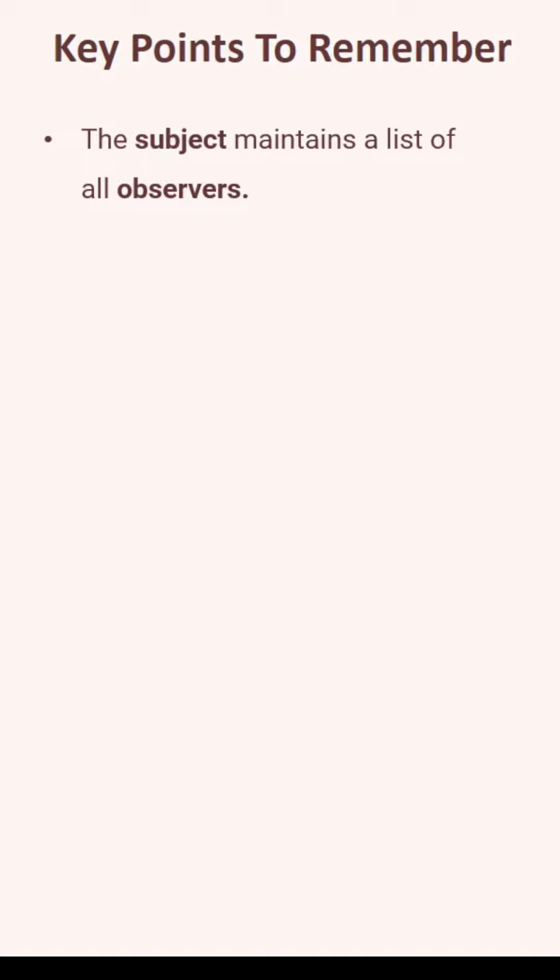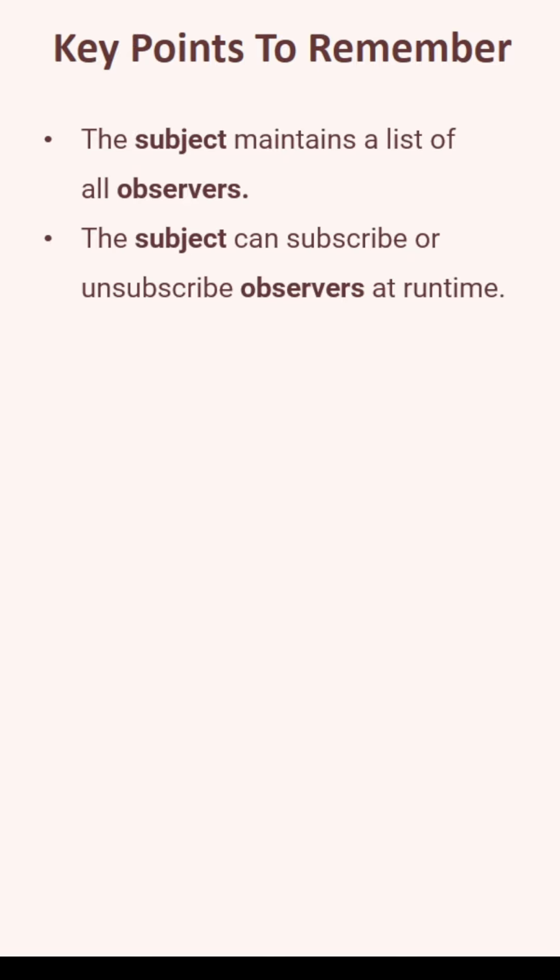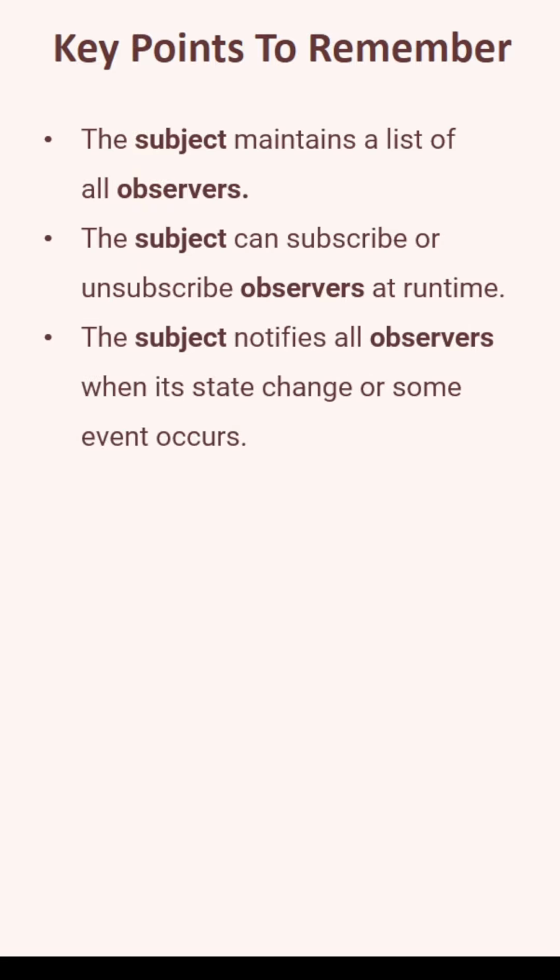The first key point is that the subject maintains a list of all the observers it needs to notify. Another key point is that the subject can subscribe or unsubscribe the observers at runtime, just like you can subscribe or unsubscribe to my YouTube channel at any time. The subject notifies all the observers when its state changes or some event occurs.